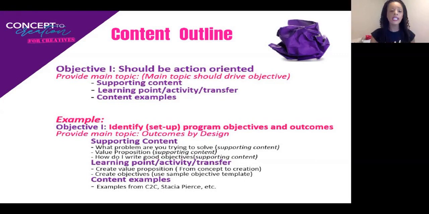Right? Now, with that main topic, you know that you already have an objective, which is the outcome. So your main topic is what your audience will read. This is what they will see. This is what you will share. This is what you will put in marketing collateral, the main topic.